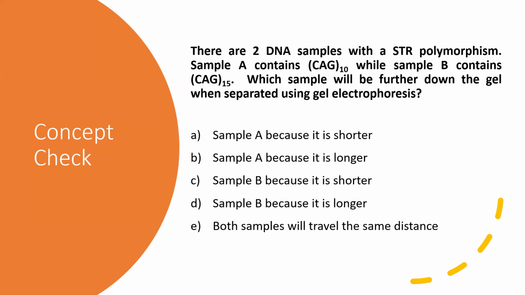Okay, look. Sample A is CAG repeated 10 times. How long is that? 30. Sample B is CAG repeated 15 times. It's the same thing. You don't actually have to calculate the actual length. 15 is more than 10, right? So this is shorter, and then this is longer. Which one will be further down the gel? Shorter ones always go further, right? That's why the answer is A. Got it?